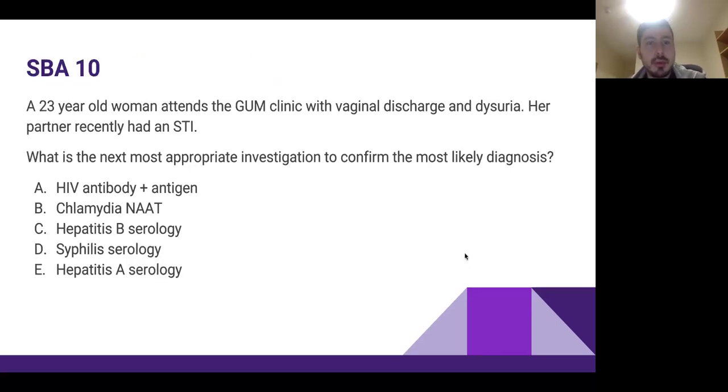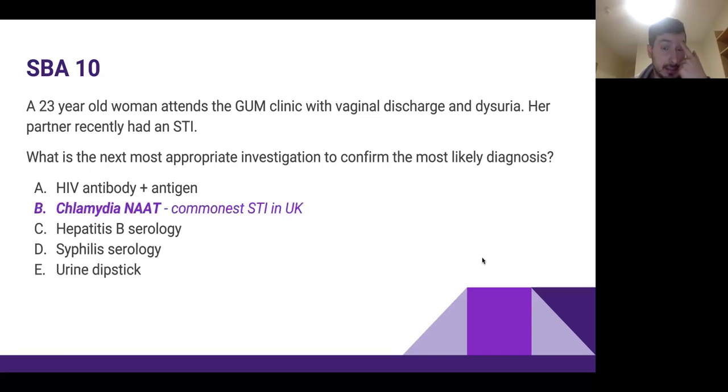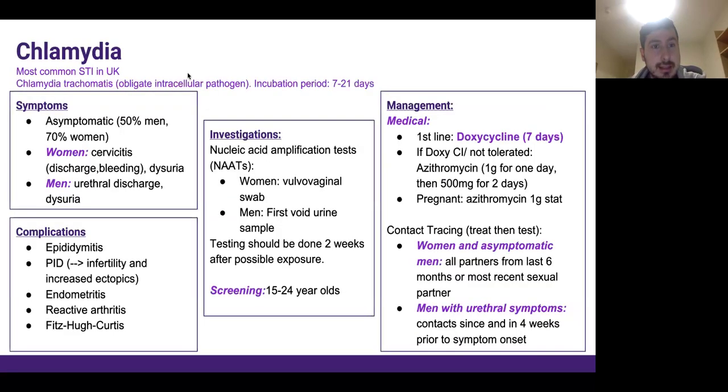So a 23-year-old woman attends the GUM clinic with vaginal discharge and dysuria. Her partner recently had an STI, so what's the most appropriate investigation to confirm the most likely diagnosis? So I mentioned this previously in the urology section when we were looking at epididymitis STI causes in younger males, and the answer is a chlamydia NAAT. So a nucleic acid amplification test.